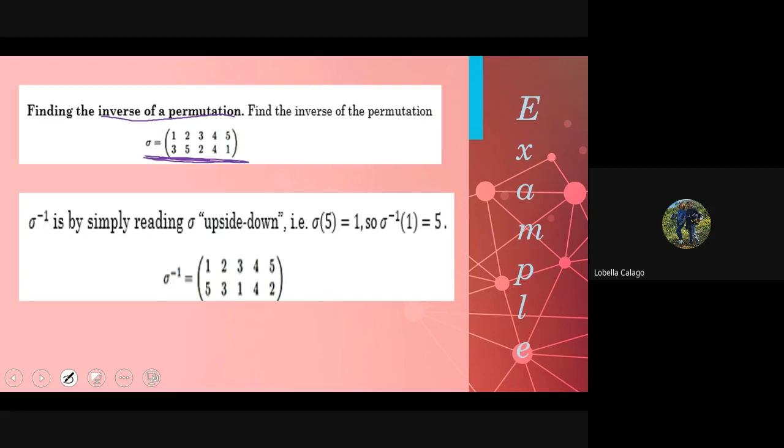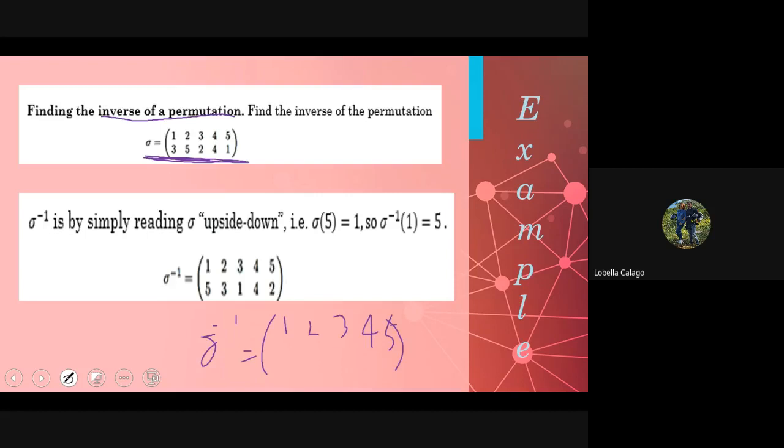Okay. So, paano to nangyari yan? 5, 3, 1, 4, 2. So, ganito, no? In getting the inverse, same pa rin, no? Type. Yan. So, we have 1, 2, 3, 4, 5. So, ngayon, paano nakuha natin?